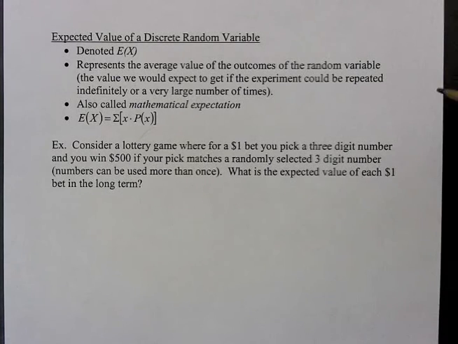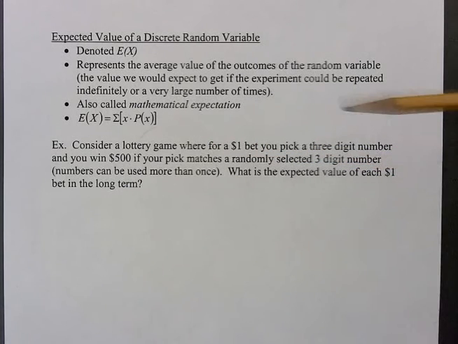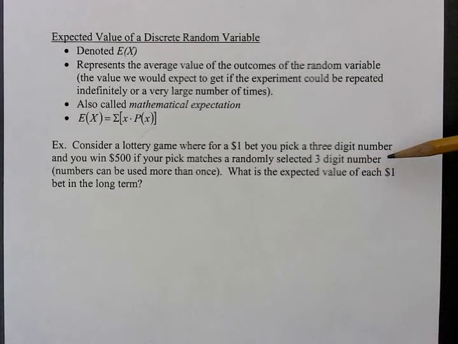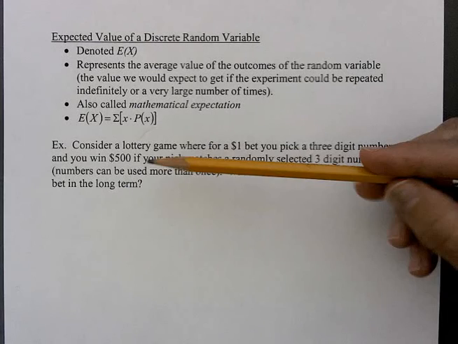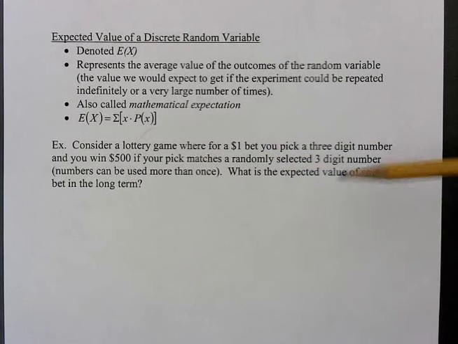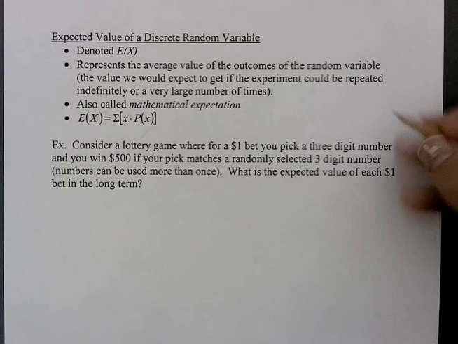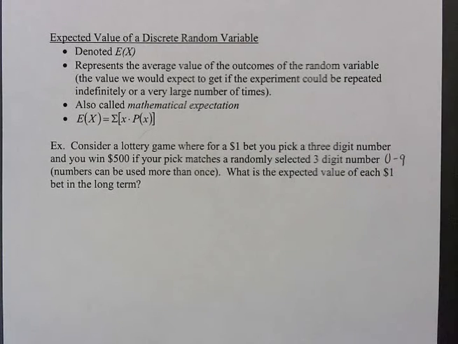So let's consider this example, and you'll see what I mean. Say we have a lottery game where it costs you $1 to play the game. You pick a 3-digit number, and you win $500 if your pick matches a randomly selected 3-digit number. Digits are 0 through 9, so there's 10 possible values for each digit, and they can be used more than once. So what is the expected value of each $1 bet in the long term?